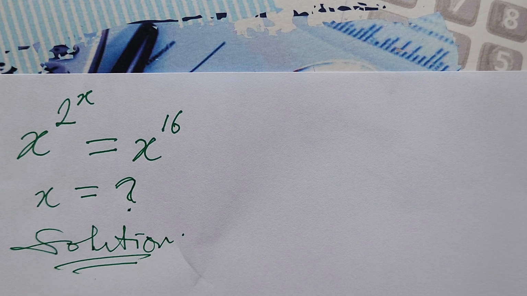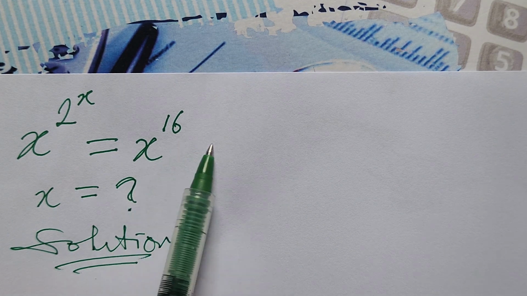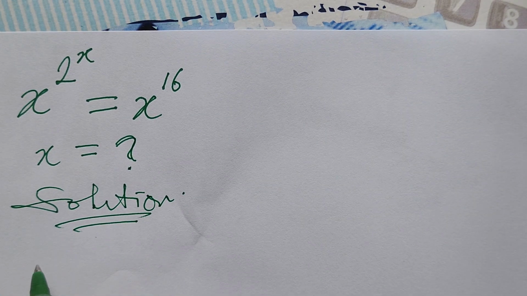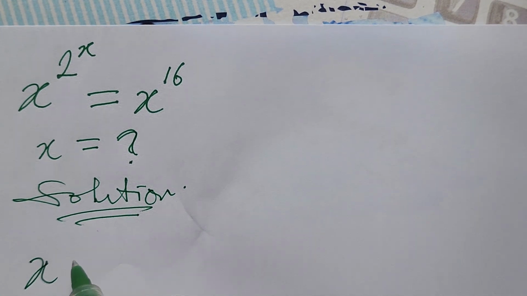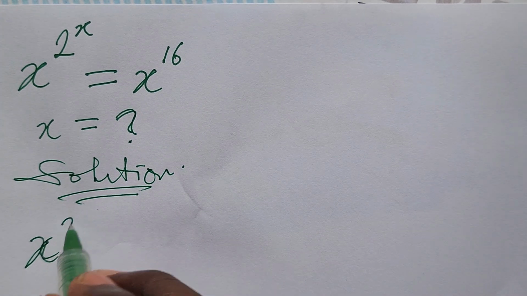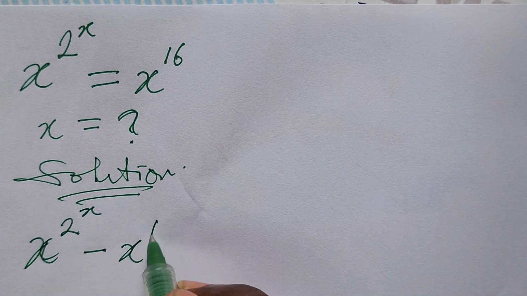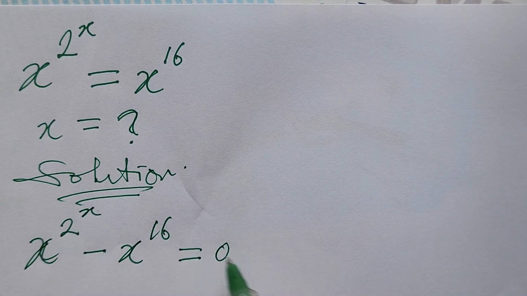So the question is this. The first thing we're going to do here is easy. Move this quantity to the left hand side of the equation. If we do that, this is going to give us x to the power of 2 to the power of x minus x to the power of 16 equal to 0.